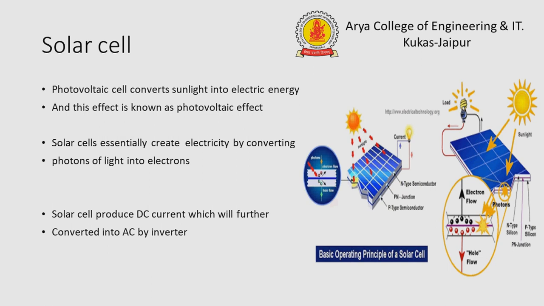So what is the solar cell? They are made basically of semiconductor materials. Semiconductor materials are those materials having conductivity between insulator and conductor. They behave like an insulator at low temperature, and at high temperature or when we supply any energy, they will behave like a conductor.